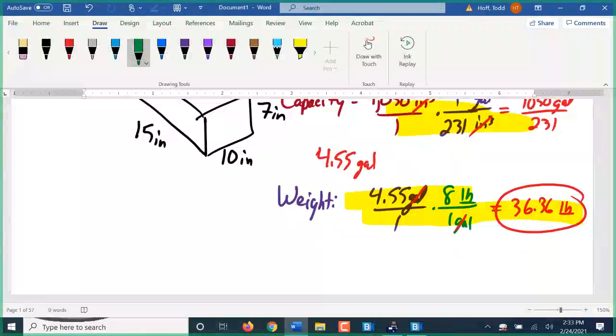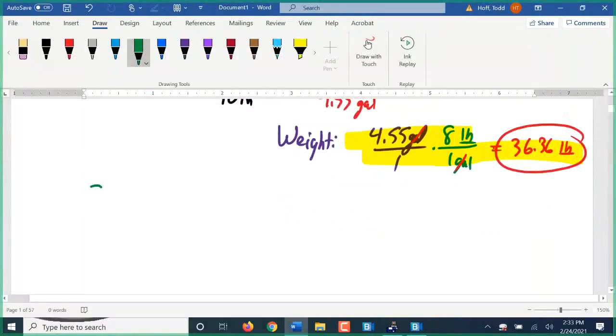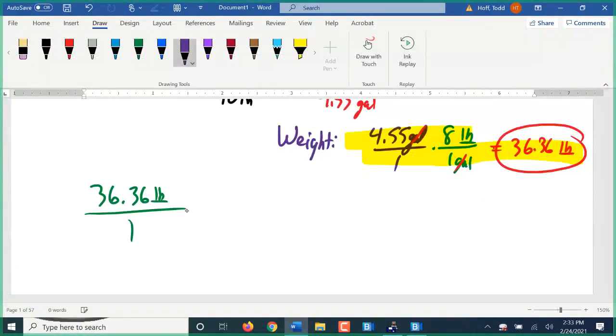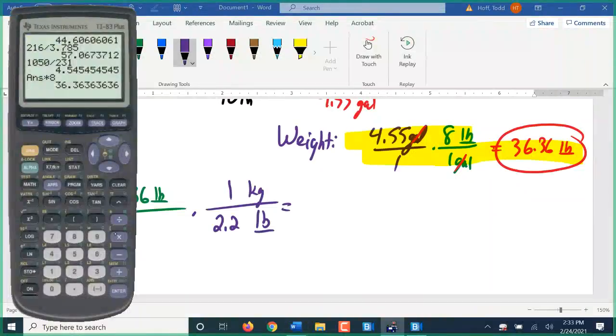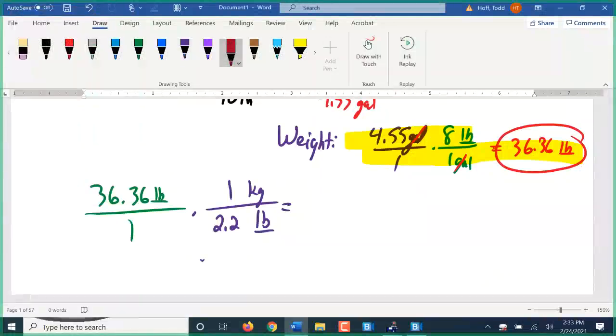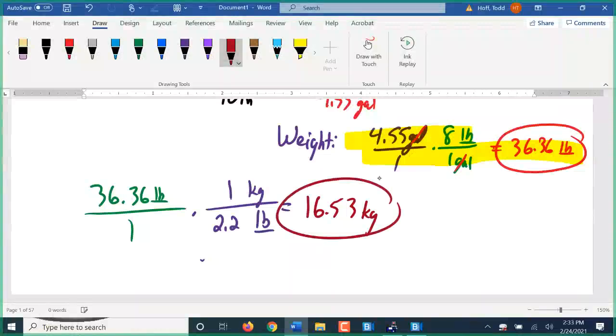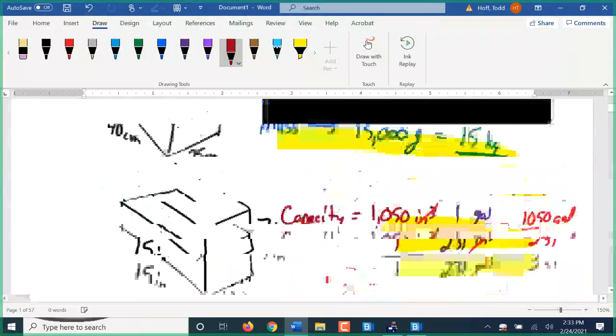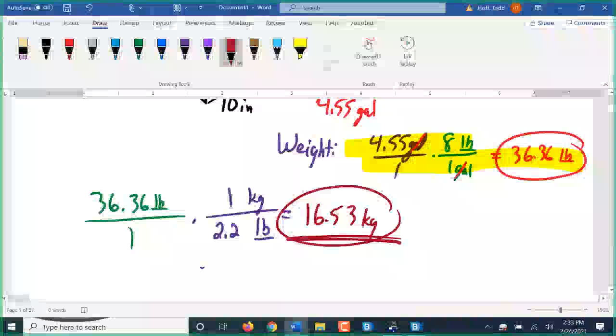If I want to compare the size of those two tanks, by the way, let's do it. Got 36.36 pounds. That over 1. Pounds on bottom, kilograms on top. We look up our conversion. 1 kilogram is 2.2 pounds. This is 36.36 divided by 2.2. 16.53 kilograms. This up here was only 15 kilograms. So this tank is slightly larger.